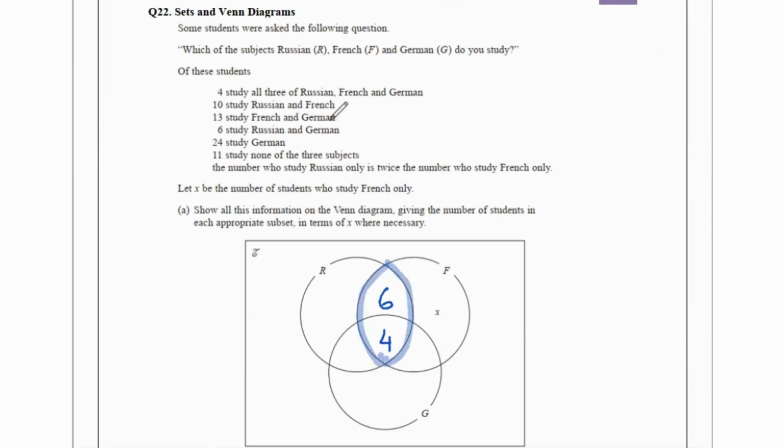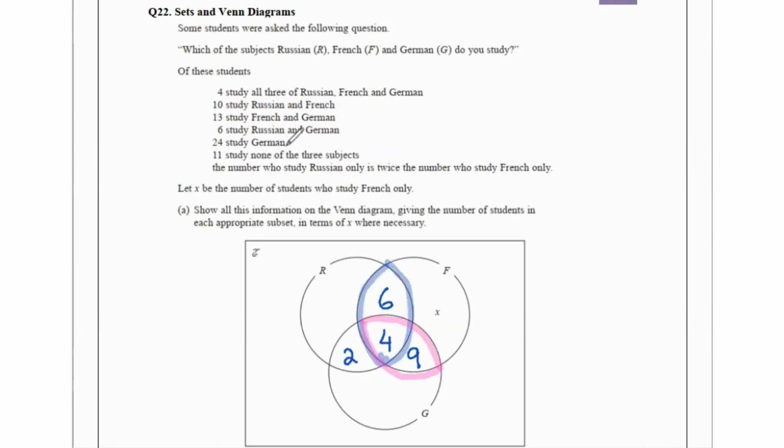Similarly, 13 study French and German. So for French and German, this entire thing is 13. That means just French and German without Russian in it is going to be 13 minus 4, which is 9. And lastly, 6 study Russian and German. So all of this is 6, which means this is going to be 2.